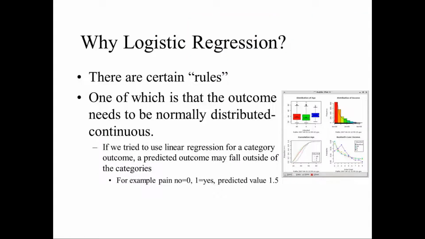When you use linear regression, there are certain rules, one of which is that the outcome needs to be normally distributed or continuous. If we try to use linear regression for a categorical outcome, a predicted outcome may fall outside of the category.